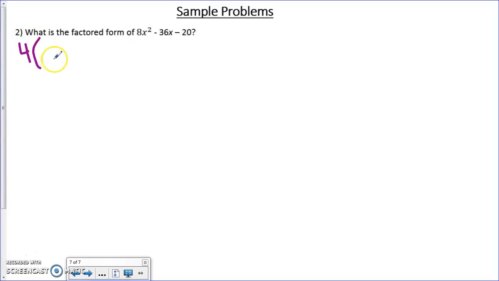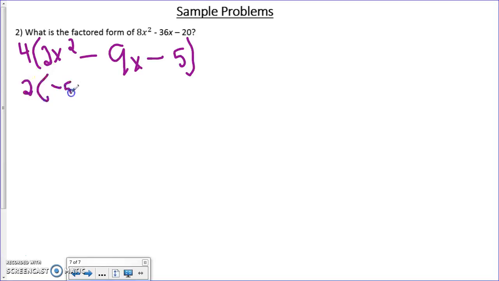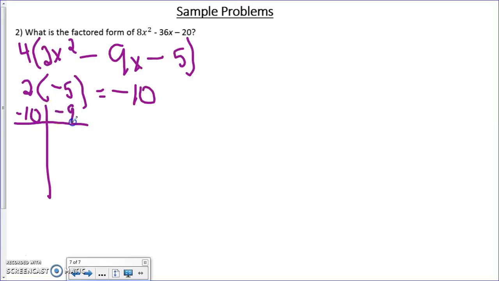When I factor out a 4, I'm left with 2x squared minus 9x minus 5. Now, I'm not going to do anything else with this 4, so I'm going to forget about it right now. I'm going to look at what's inside. I have 2 times negative 5. That's a times c. That's negative 10. So I need to think of factors of negative 10 that add to negative 9. So I'm going to need a positive and a negative factor.